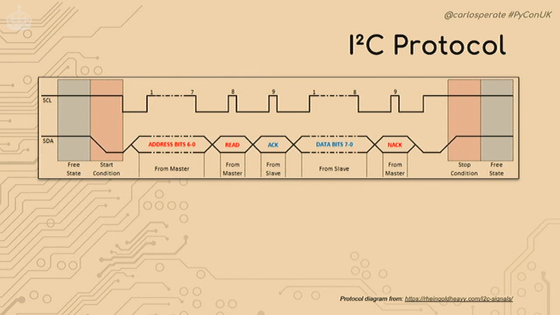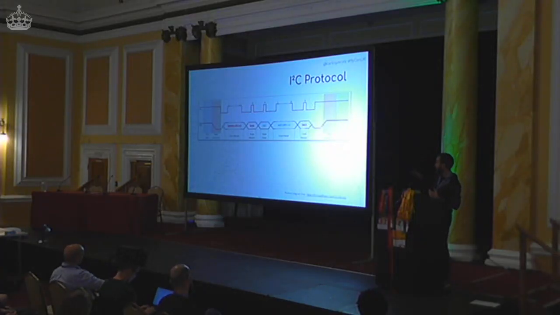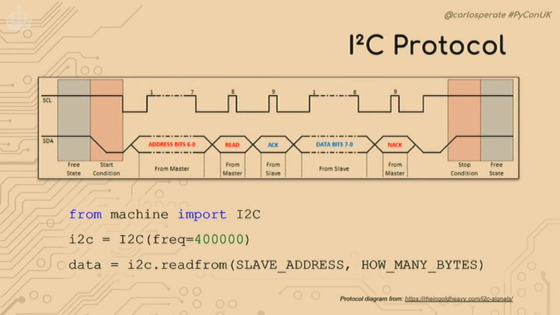So it's basically telling it what it needs to do. At that point, the master has to drop control of the data signal. And then the slave can acknowledge that it's received the right data and knows what to do. If it needs to send some data back, it will do it at that point. And then when it's done, it will drop control of the signal, and the master can acknowledge that it's received the data. And how does this look in Python? Well, we import the I2C class, we initialize an instance, and then we can use methods like read from, giving it the slave address and how many bits you want to read.